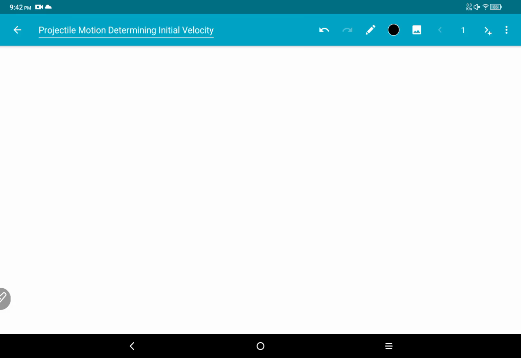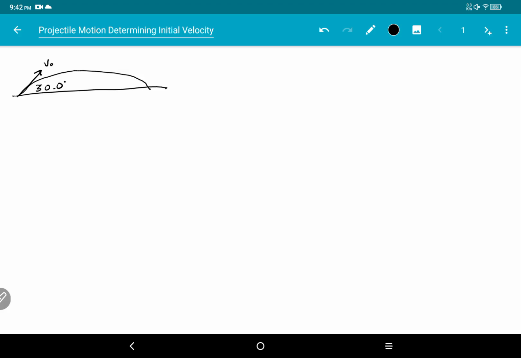Today we're going to be looking at projectile motion, determining the initial velocity. Here's what I mean. We have these problems where we've got a horizontal surface, or we could have a ramp that can be coming up, but we have something that's going to be shot at an angle and it's going to land at the other side. I'm going to put an angle of 30 degrees for this problem, and we want to find the initial velocity.